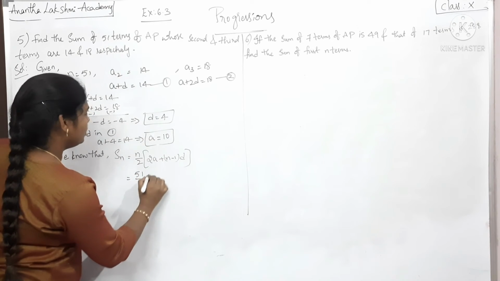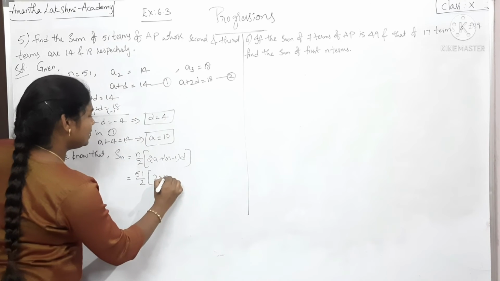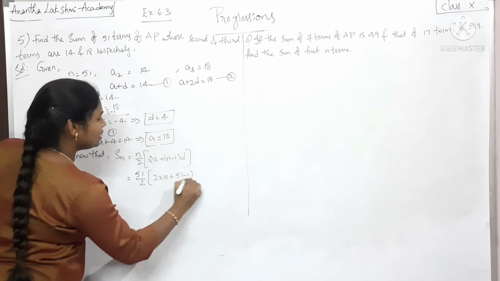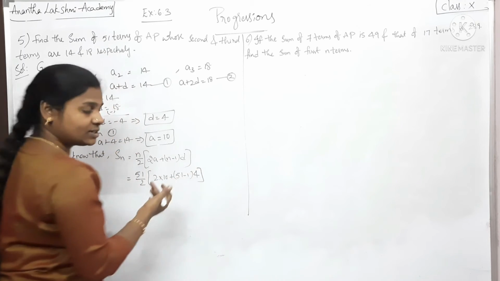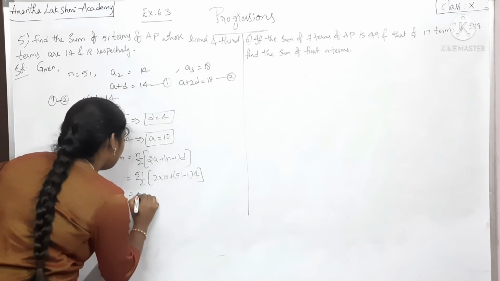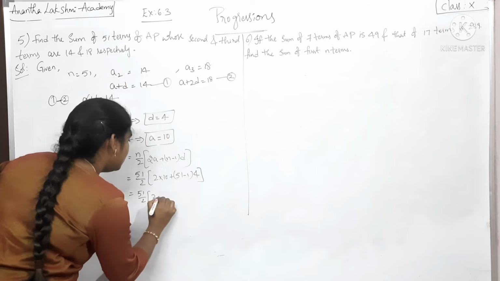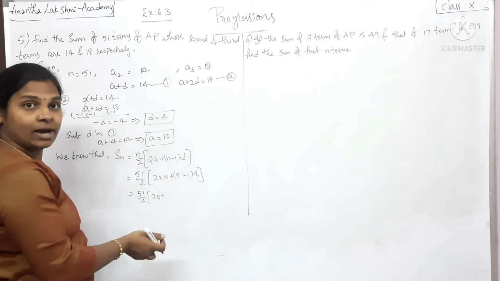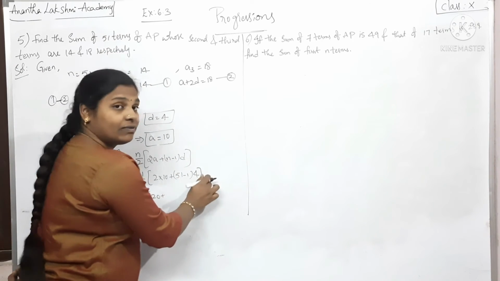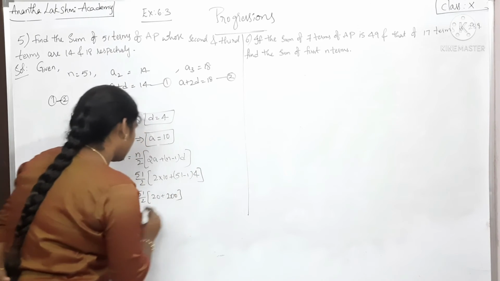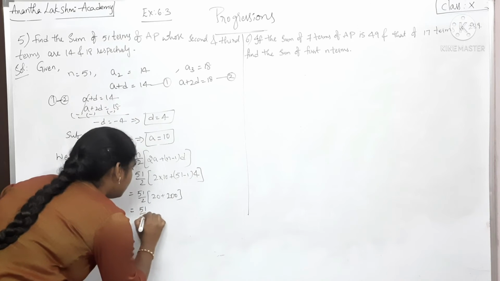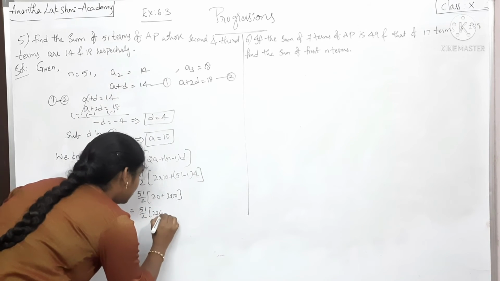What is n? 51 by 2 into 2 into 10 plus 51 minus 1 into, what is the difference? 2. Sorry, 4. Common difference is 4, right? So, 51 by 2 into 20 plus 50 minus 1 is 50. 50 into 4 is 200. Okay. 51 by 2 into 220.